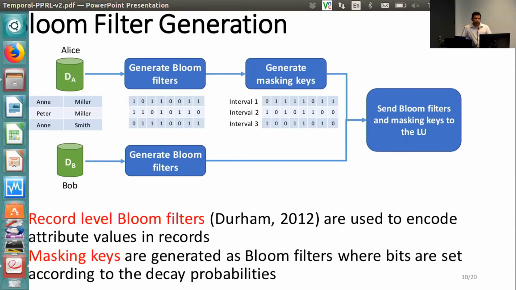If you can remember, in the previous slide I mentioned that we have to adjust the similarities according to the temporal distances between the record pairs.